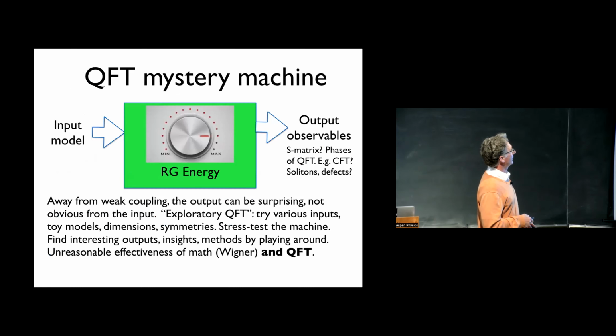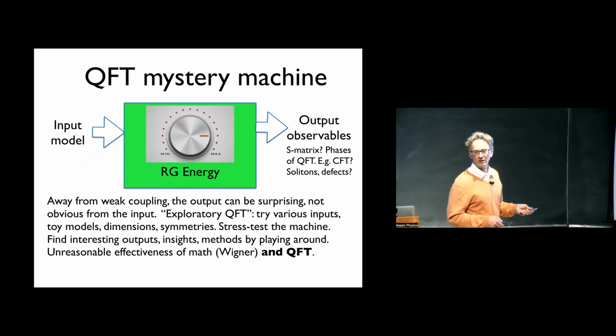Okay, so we could think of quantum field theory as some kind of mystery machine where we could input some model, maybe some Lagrangian or some other description of the quantum field theory. We put it into the machine that we know, I wanted to say that we don't really know, but we know a bit about it. And there's a dial on the machine, which is the renormalization group energy, which I'll come back to. And then there are some output observables, like an S matrix, maybe some surprising phases, something else like conformal field theory. There could be solitons and defects. At weak coupling, we have some idea about what the machine does. But away from weak coupling, the output can be very surprising, not at all obvious from the input.